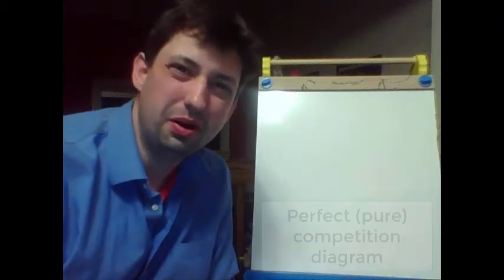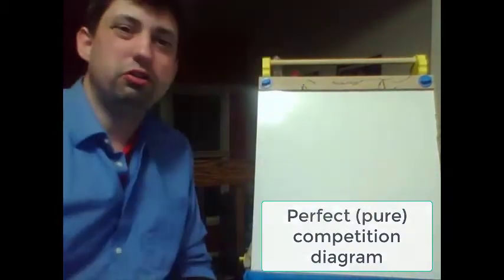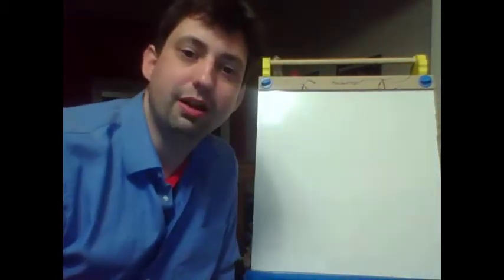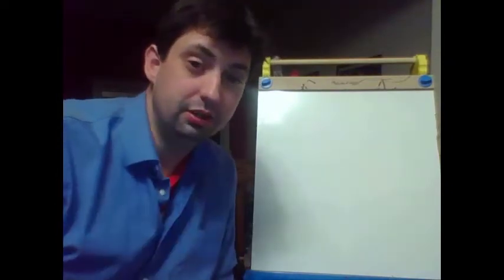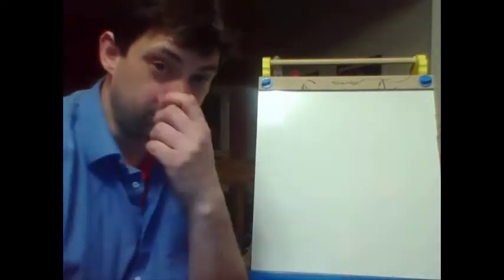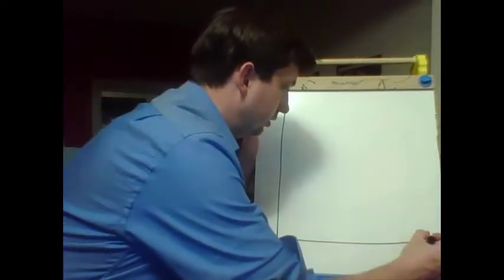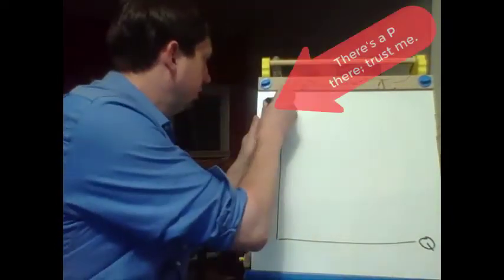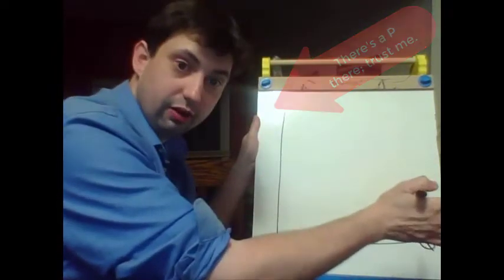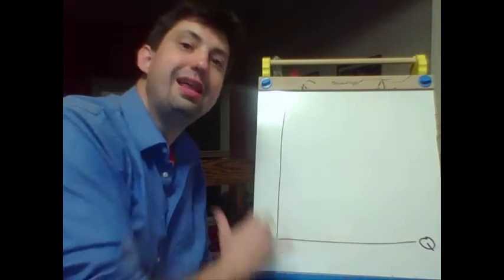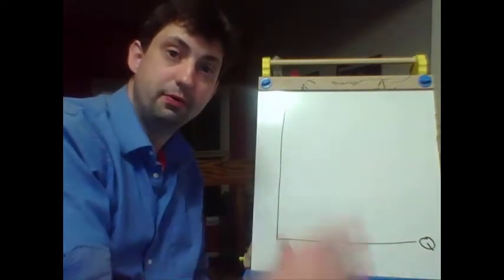Okay, now we're going to build our perfect competition diagram, or pure competition diagram. We're going to start by looking at this information we talked about last time, and we're going to use some key parts of it in order to build it, to get a good idea of the general shape. So normally we have price on our y-axis, quantity on our x-axis. But rather than this being the entire market, this is going to be from the perspective of one firm.